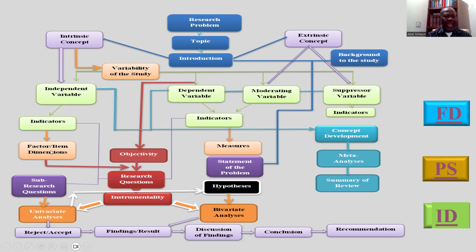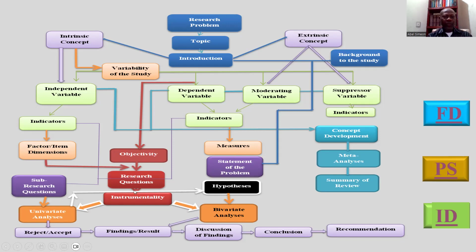And then from there, you get the item dimensions, or you can say factor dimension. It's either item dimension or factor dimension. From that point, you begin to move into the research questions. From the indicators, you flow with the objectivity, you get the research questions, and then the instrumentality, that is the questionnaire you're going to come up with. That will also metamorphose into the statement of the problem. From those indicators, you get the statement of the problem. You measure the measures in the statement of the problem.